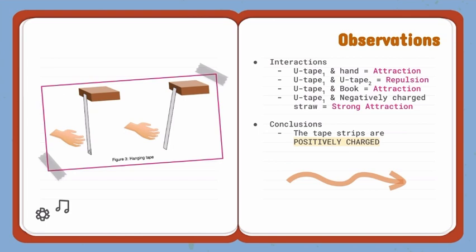To determine if the charge was positive or negative, I rubbed a t-shirt on a plastic straw to give it a negative charge, and I brought the straw near the tape. The tape stuck to the straw, indicating that it was attracted to the negatively charged straw. This revealed that the U-tape was positively charged.